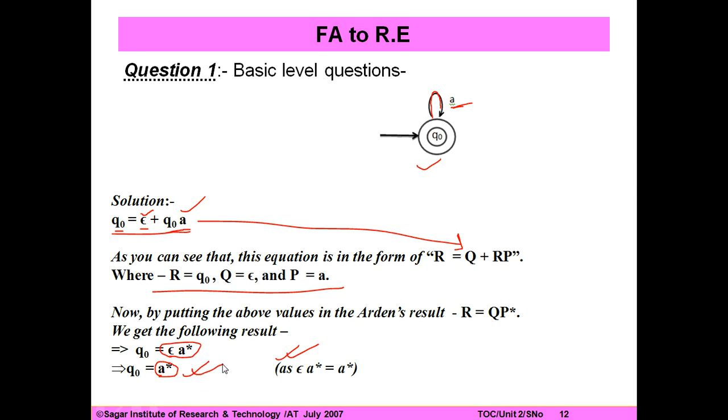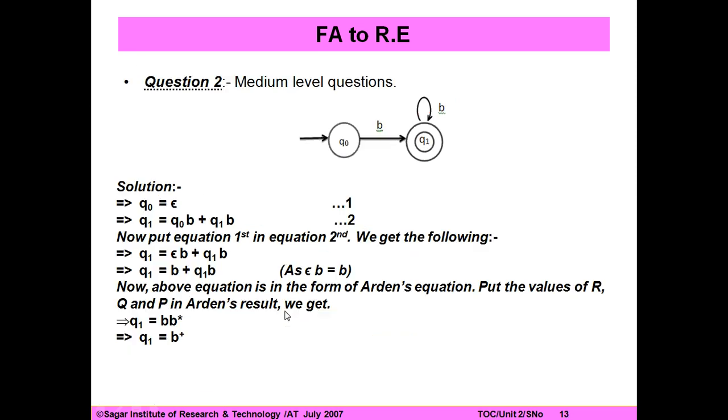We'll see one more example. Okay, so this is what we have, a medium level question. We have two states here. As many states as we have, that many equations. Remember that one. If we have two states, we have two equations, and we have to solve for this Q0 and Q1. Two equations, two variables, it can be solved very easily.